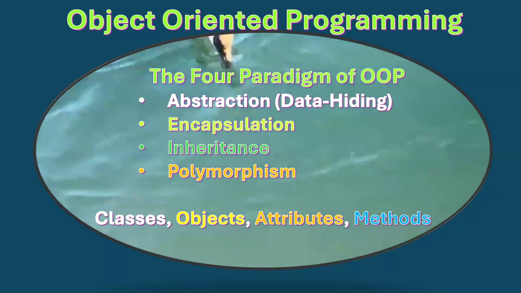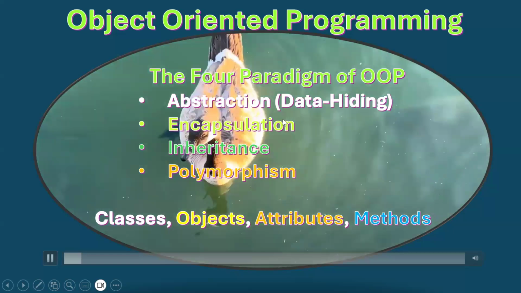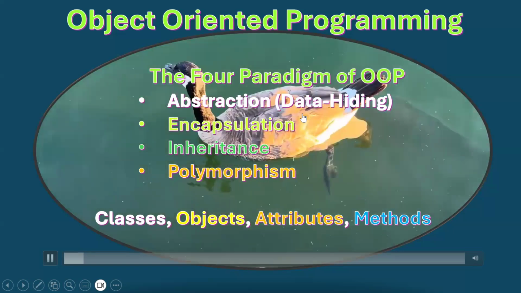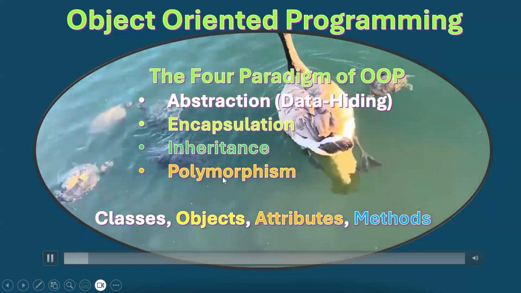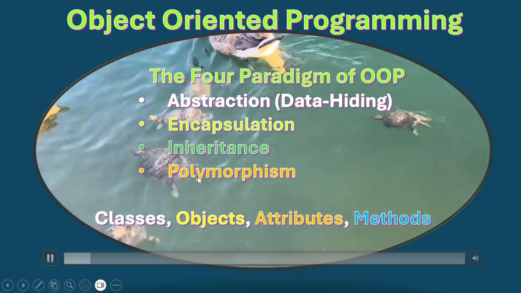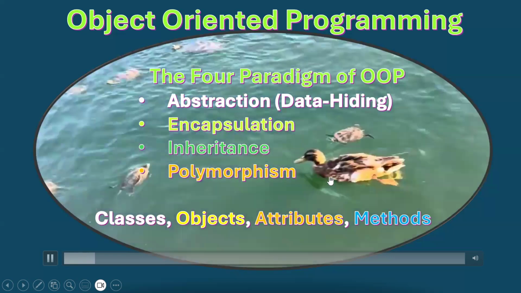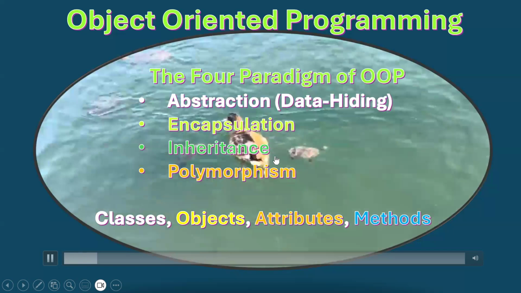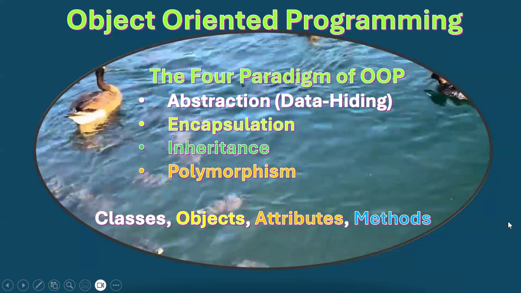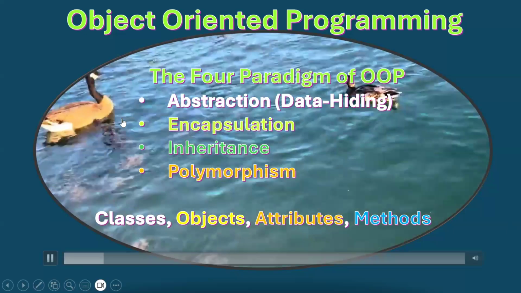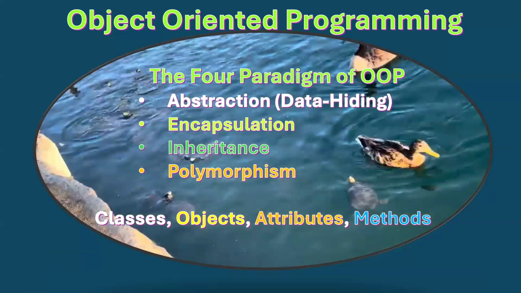So object-oriented programming is a methodology that allows you to do these four paradigms: abstraction or data hiding, encapsulation, inheritance, and polymorphism. Polymorphism means poly is many and morph is forms, taking many forms. For example, a duck: when it gets to the water, it swims. When it gets outside of the water, it can walk and fly as well. So that's multiple forms, different methods, and different functionality.